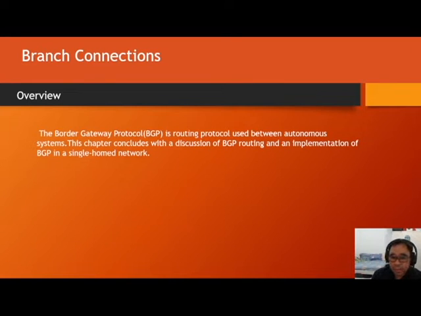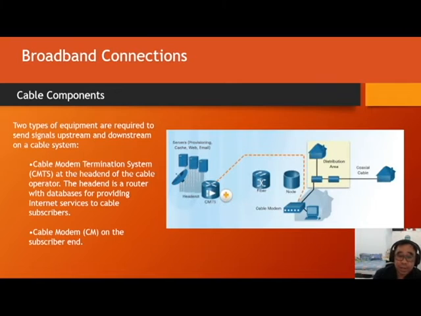The Border Gateway Protocol, or BGP, is a routing protocol used between autonomous systems. This chapter concludes with a discussion of BGP routing and the implementation of BGP in a single-homed network. Cable components: two types of equipment are required to send signals upstream and downstream on a cable system. Cable modem termination system, or CMTS, at the head end of the cable operator. The head end is a router with a database for providing internet services to cable subscribers.